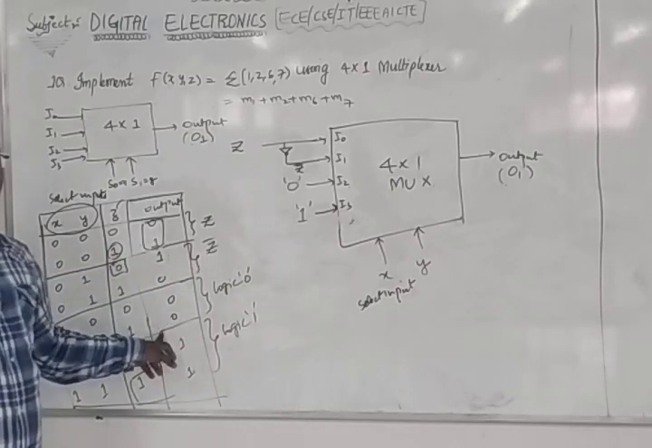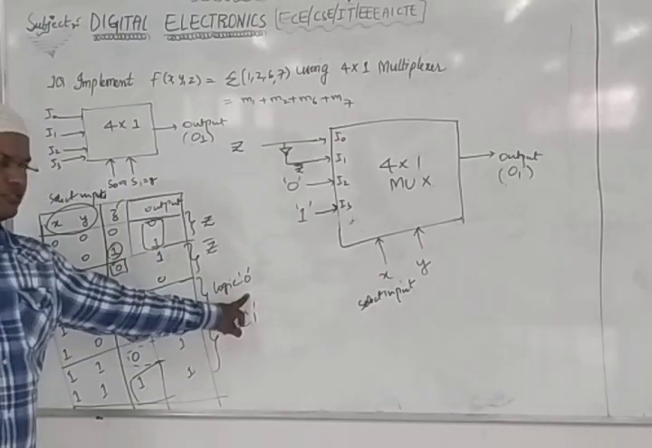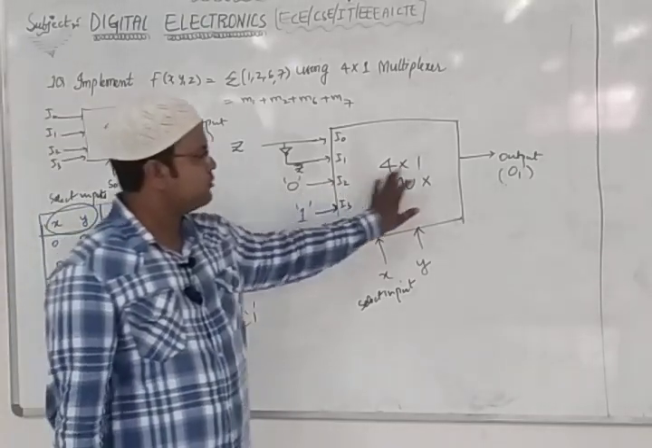Similarly, these 2 are zeros. So there is no Z value when there is no high. That means both are 0. It is logic 0. So when both is 1, then it is logic 1. So this is the way we took 4:1 multiplexer.